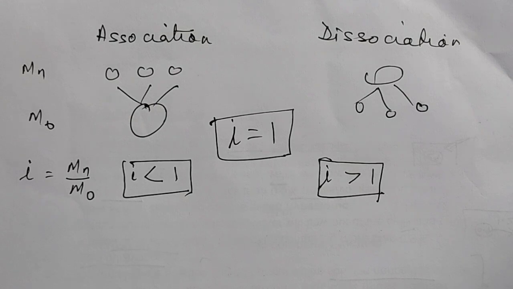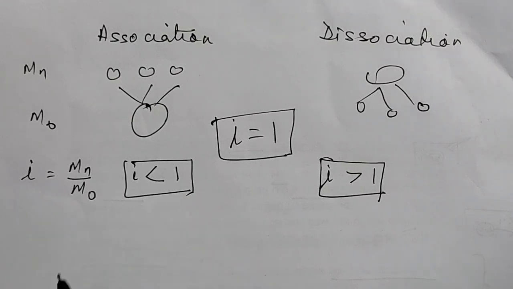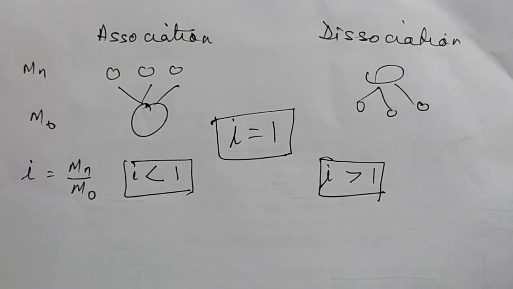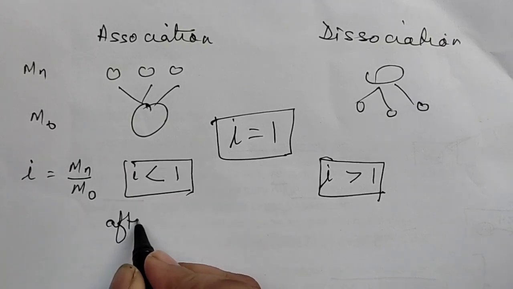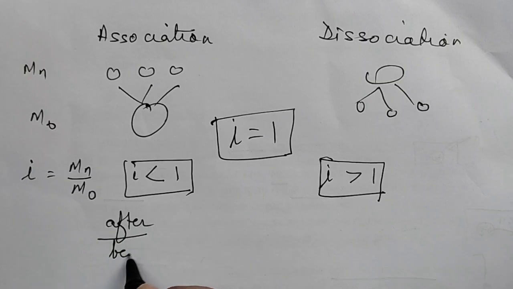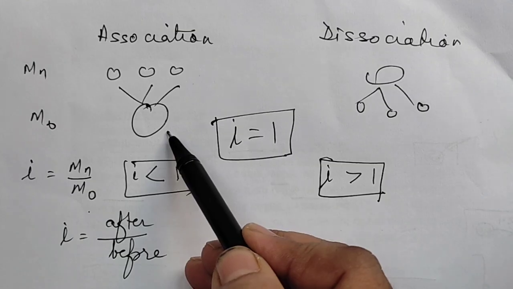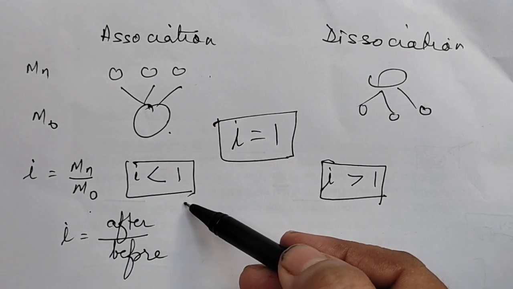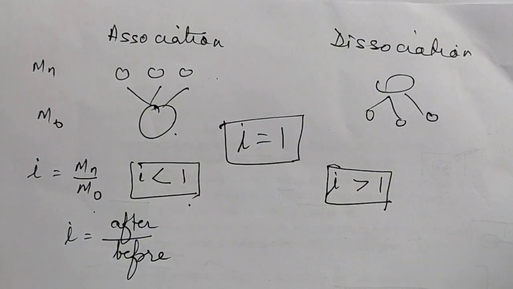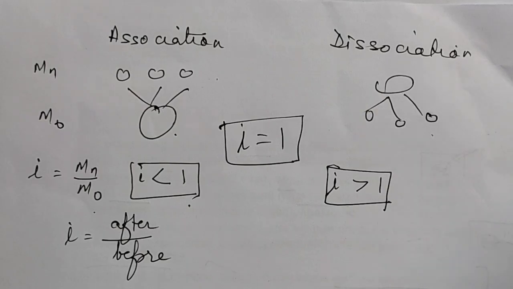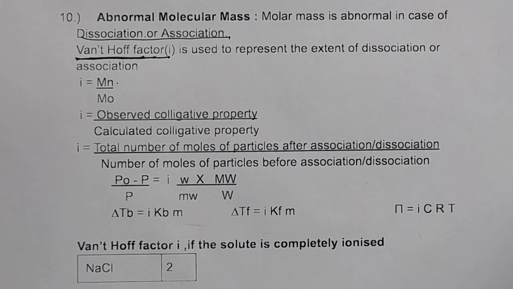We can also take it in terms of the other formula which I told you: number of particles after by number of particles before. After is in the numerator. This is i. So in association, the number of particles after are becoming less, before are more, so i is less than 1. Same way in dissociation, the number of particles after are becoming more, so i is greater than 1. So in all these cases, we will be including i now.